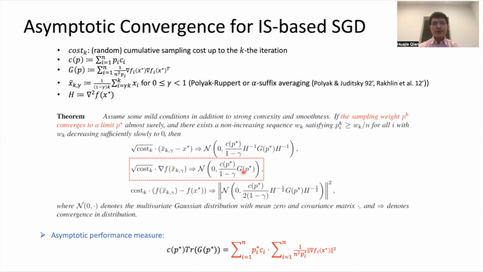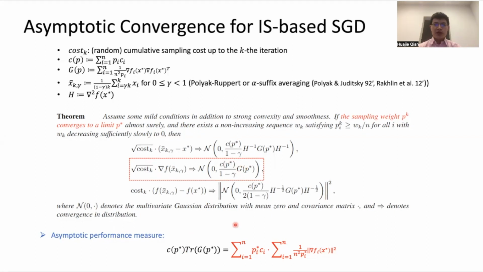Okay. So this type of result is different from previous CLTs in the literature because now this gradient error is rescaled by the square root of the total sampling cost rather than the number of iterations. Okay. And such a new CLT result allows us to measure how fast the algorithm converges with respect to the total sampling cost. So we'll use this variance to compare different SGD variants.